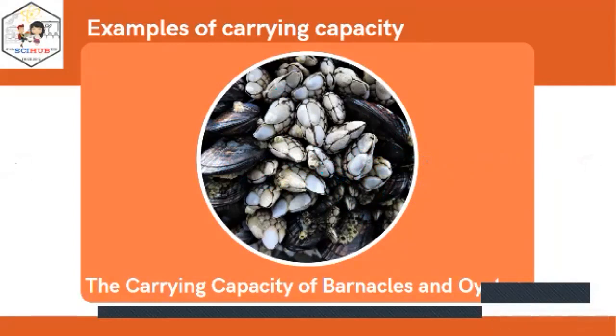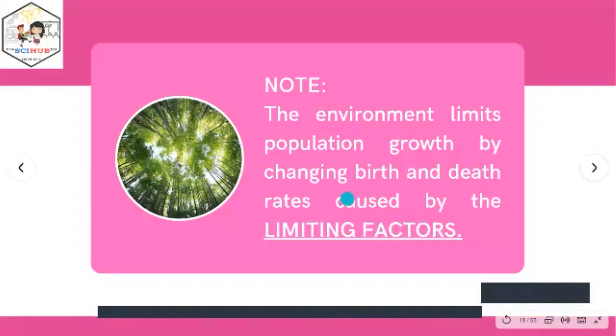They all land on rugged beaches and other rough surfaces, and these barnacles struggle for food and space with settled oyster larvae as they arrive. So as you can see, here are the oysters and the barnacles. Barnacles struggle for food and space, and the amount of space on the hard surface determines the carrying capacities of both barnacle and oyster populations. With the situations given, we can note that the environment limits population growth by changing birth and death rates caused by limiting factors such as overgrazing and lack of space.